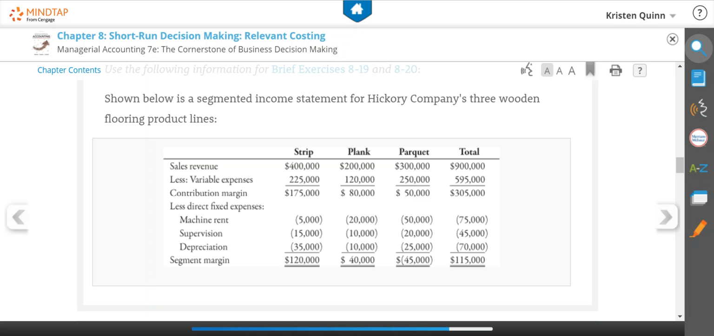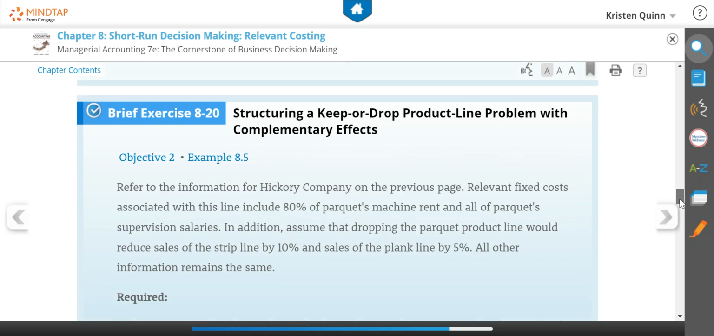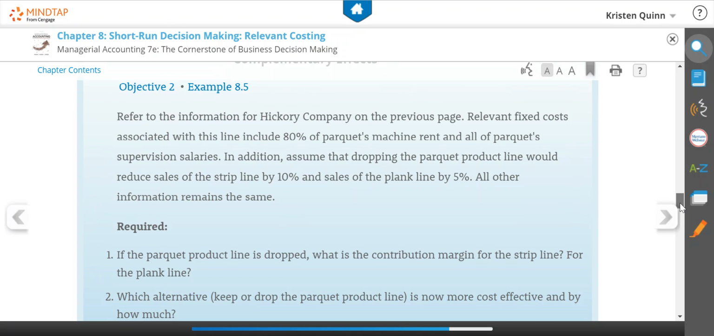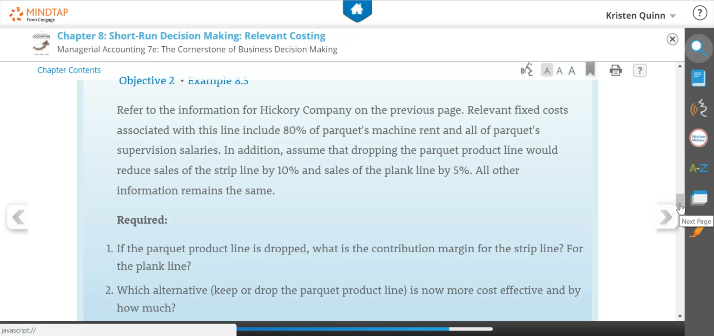So when that happens, we can't just look at one segment by itself like we did in brief exercise 8-19. We actually have to look at the company as a whole and how that's going to affect us moving forward. If we look at the information provided, it tells us that using the information for Hickory Company on the previous page, again, the relevant fixed costs are the 80% of the Parquet's machine rent and all of the Parquet's supervision salaries. In addition, it says to assume that by dropping the Parquet product line, it would also reduce our sales of the strip line by 10% and the plank line by 5%.